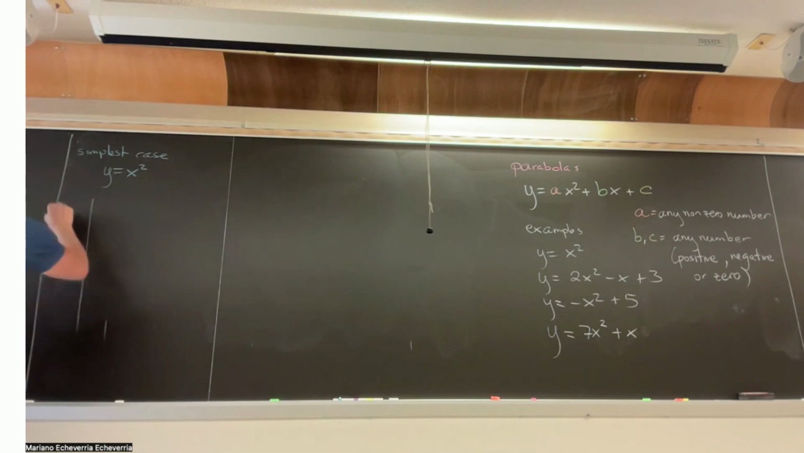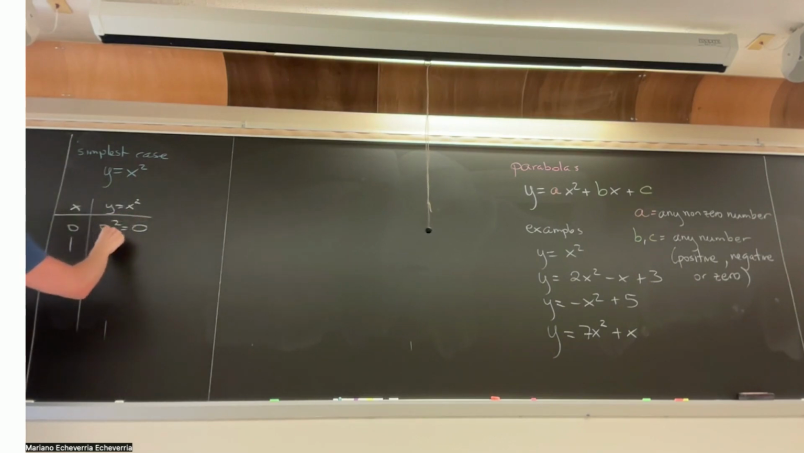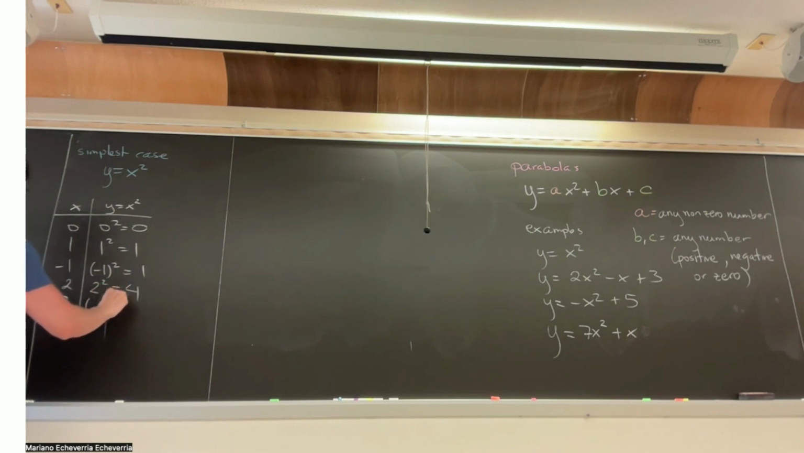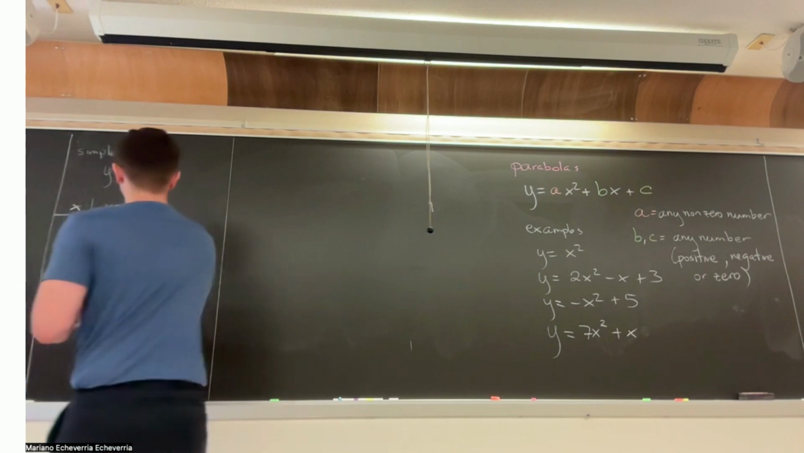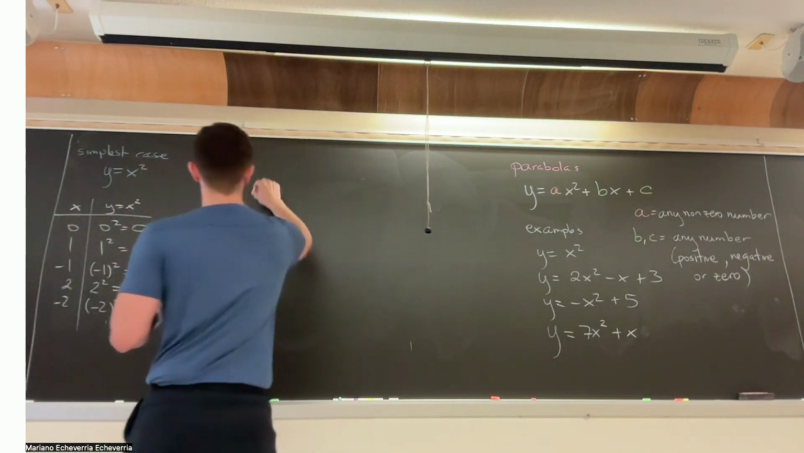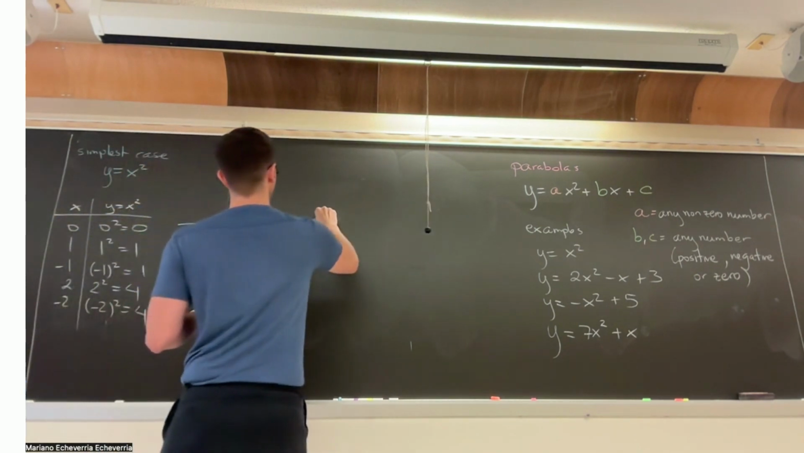Basically you can do a table here. Start with the table always if you like. So 0 goes to 0 squared, which is 0. 1 corresponds to 1 squared, which is 1. -1 corresponds to -1 squared, which is 1. 2 corresponds to 2 squared, and that's 4. -2 goes to -2 squared, which is also 4. So what you start getting is something like this.